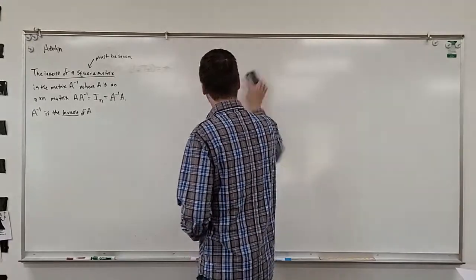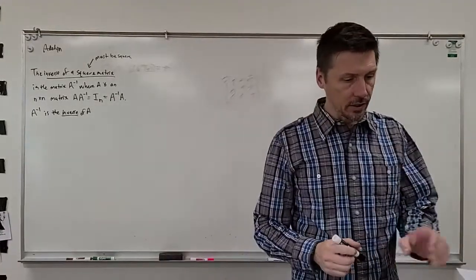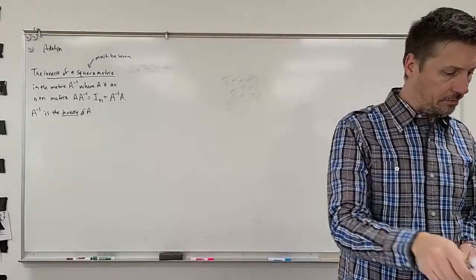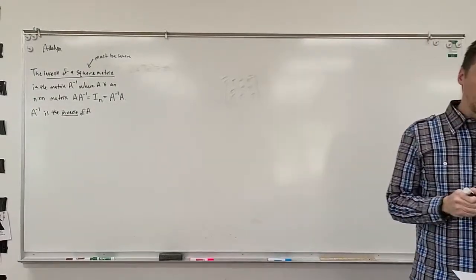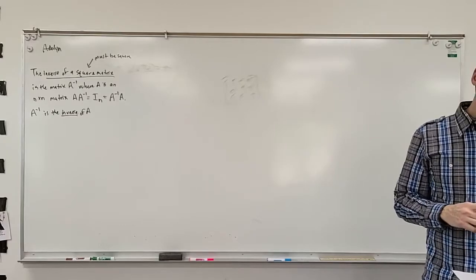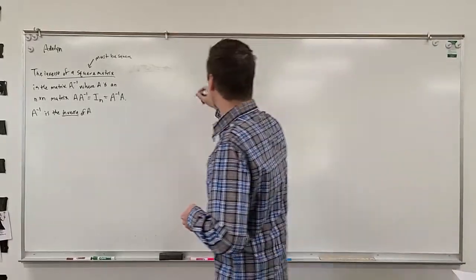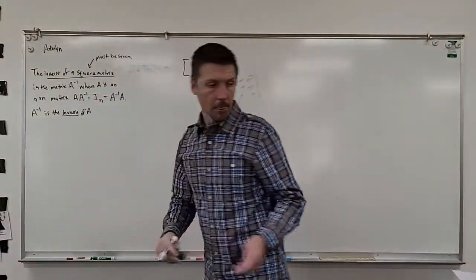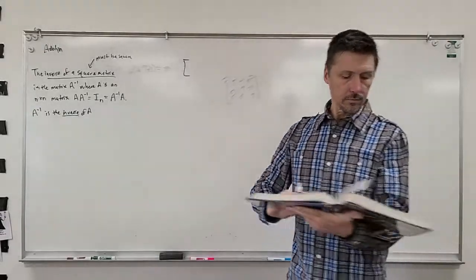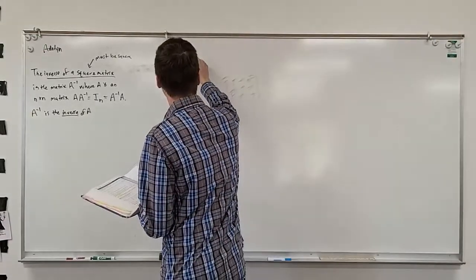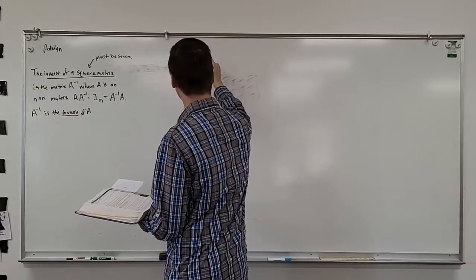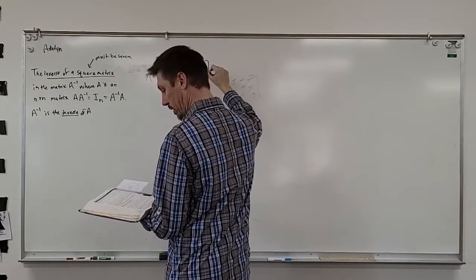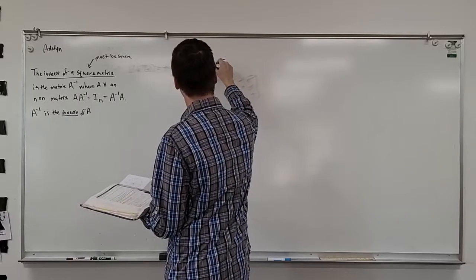So let's do an example, just so we can see that in action. Example 1, on page 532, and they just say show that B is the inverse of A. So they give us two matrices. I figured it'd be a good idea to go through this because I'm sure you haven't thought about matrices at all over the break. So let's do some multiplication.